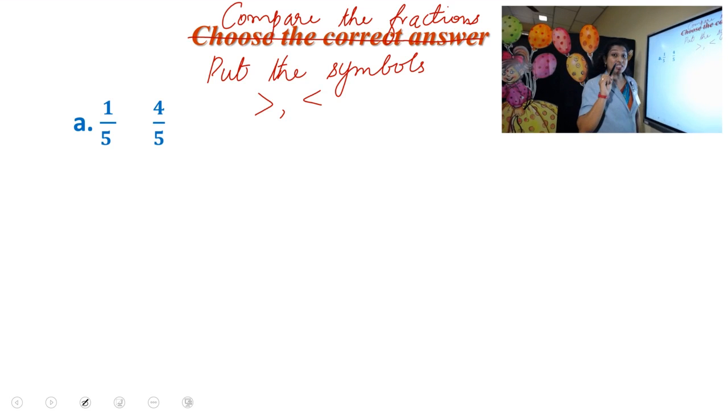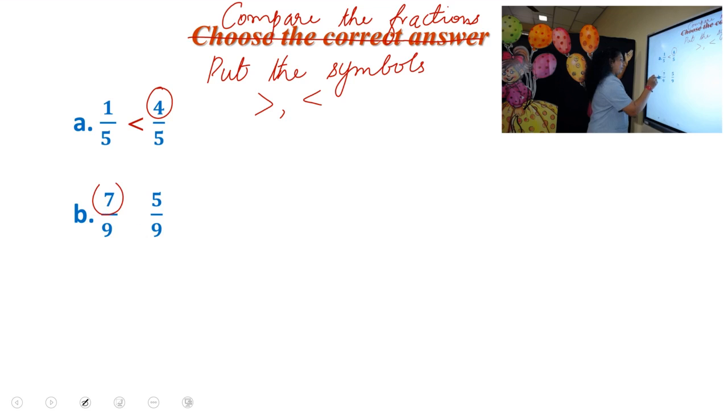We learn when the denominators are the same, look at the numerator. The fraction with the greater numerator will be the greater fraction. So which symbol will come? Less than. 1 by 5 is less than 4 by 5. Next question. 7 by 9, 5 by 9. Here also denominator same. So, according to our rule, the fraction with greater numerator is greater. Here greater one is 7. So, which symbol will come? 7 by 9 is greater than 5 by 9. Clear?